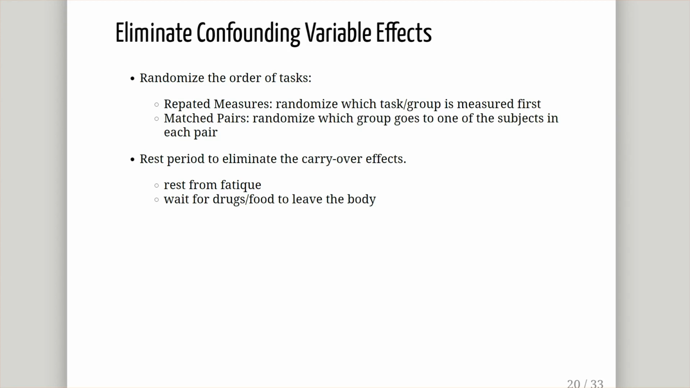The second confounding variable is called a carryover effect. You can have a rest period to eliminate that carryover effect. Some carryover effects are the following. Fatigue. Well, what can you do to get rid of fatigue or tiredness? You rest. So you just rest for a period of time, like a day or a week. Even a few hours could be fine.